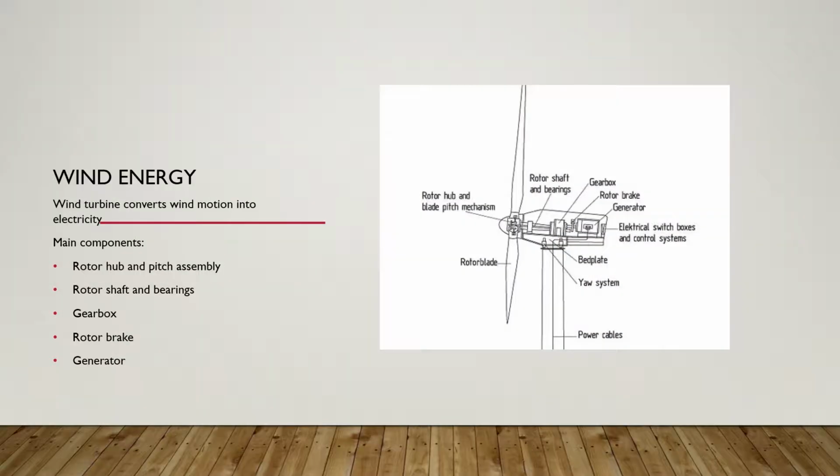Wind turbines convert wind motion into electricity. There are five main components: the rotor hub and pitch assembly, rotor shaft and bearings, gearbox, rotor brake, and the generator.